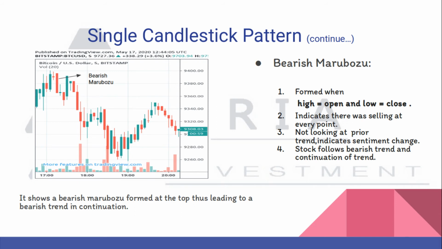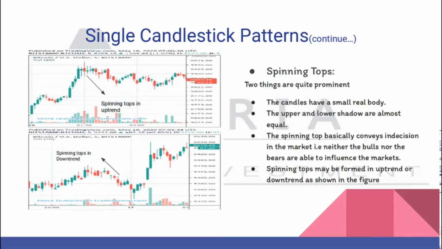So, we have to keep in mind that we have to buy at strength and sell at weakness. An abnormal candle length should not be traded. A short candle indicates subdued activity and a long candle indicates extreme activity. However, placing the stop loss becomes an issue. In the figure, we can see a bearish Marubozu formed at the top, thus leading to a bearish trend in continuation. Next, we have spinning tops.